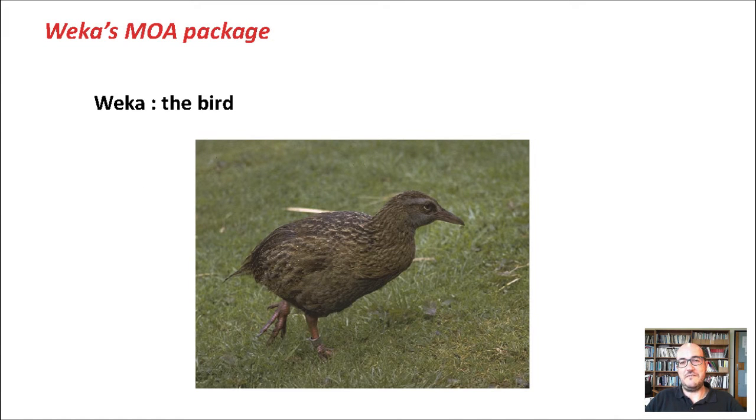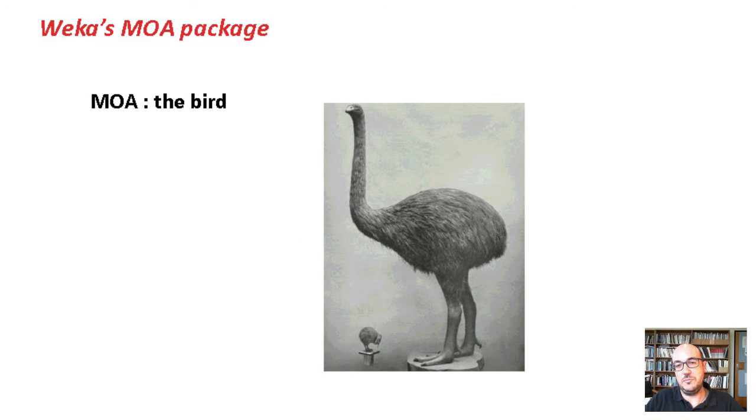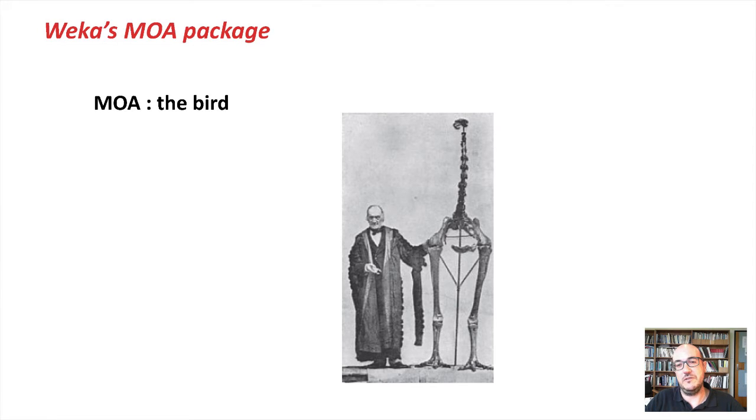As you know, New Zealand is very famous for birds. The Weka is a native bird of New Zealand. The moa is also a native bird of New Zealand. It's also flightless like the weka, but nowadays it is extinct. As you can see in these pictures, the moa was a very large bird. If you compare here with the size of a weka or a kiwi, we see that the moa was really large. Or here, comparing with the size of a human person.